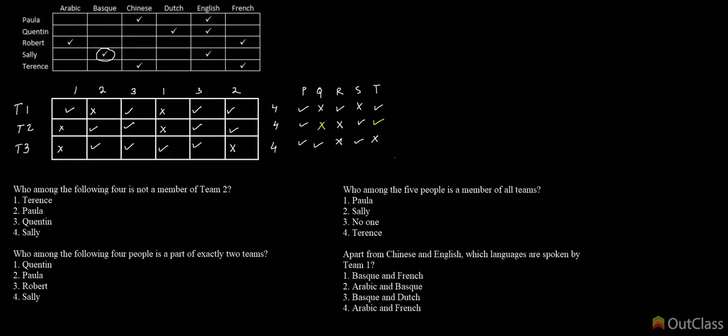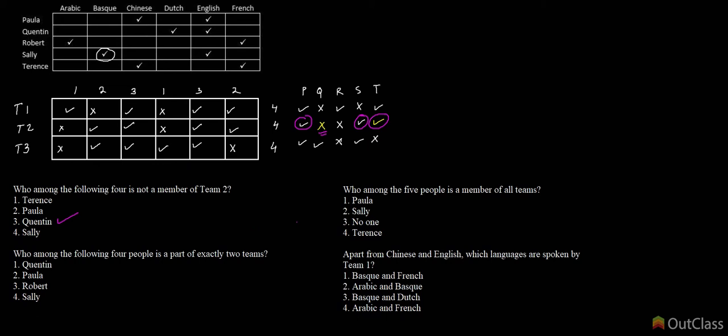Let's look at the questions. First one is, who among the following 4 is not a member of team 2? T, P, Q, S. Team 2 has T, P and S, does not have Q. Q is the answer.